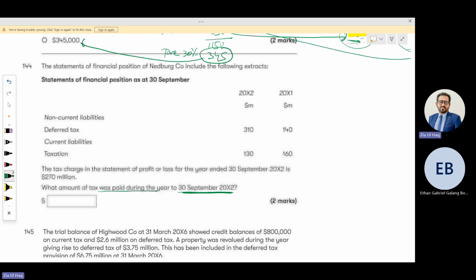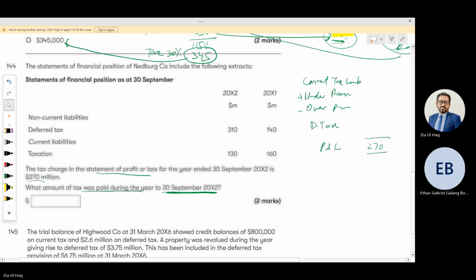They have provided you the 20x2 P&L figure, 270. How was this calculated? Current tax liability plus or minus under or overpaid, that is over provision, and then deferred tax adjustment. And they have calculated this figure, the charge to P&L, as 270. What was the current year tax payable for 20x2? Is there any information about under or overpaid? No. But is there any information about deferred tax increase or decrease? How much is the increase? 170.